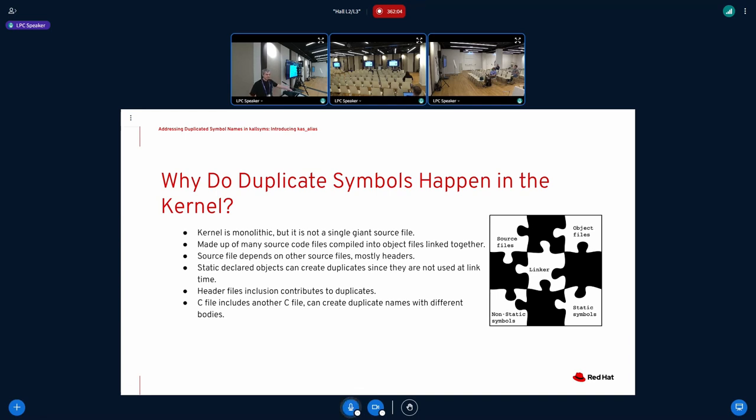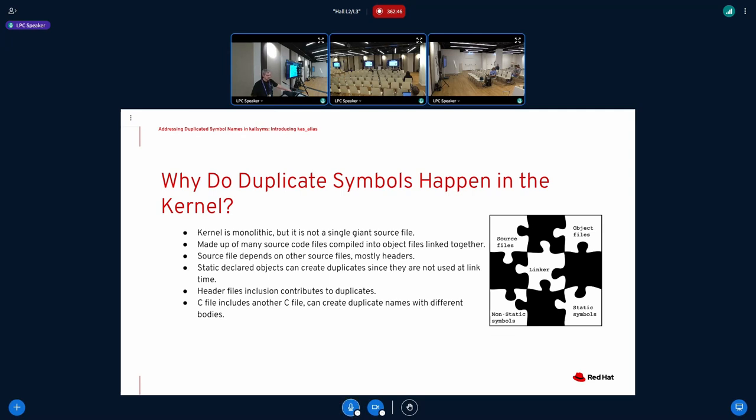Okay. So now we established that duplicate symbols are a problem and that we should care about them. The next question is, why do these duplicate symbols even exist? I mean, the kernel is a monolithic application. It is not something you'd expect. I expect, rather, that everything would be neat and orderly. But evidently, not quite.